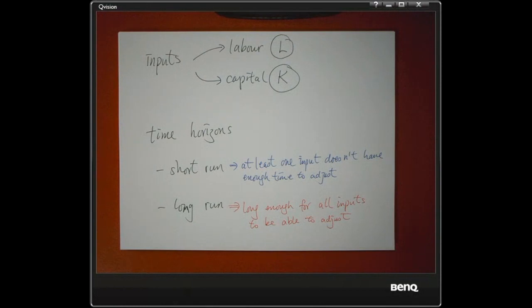So time horizons are not distinguished by calendar months or days. It means using different quantities of inputs. So, for example, in a factory, when you adjust labor inputs, that means you want to hire more workers, or you want to lay off some of your workers, or you want your workers to work overtime. This is what we mean by adjusting an input. That is, using more or less of that input.